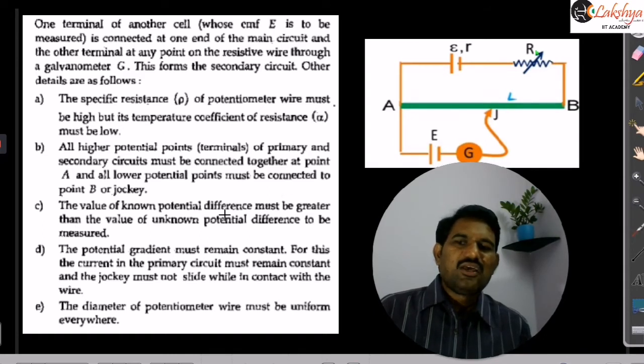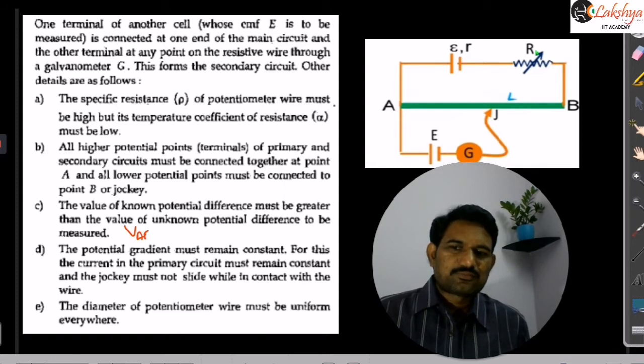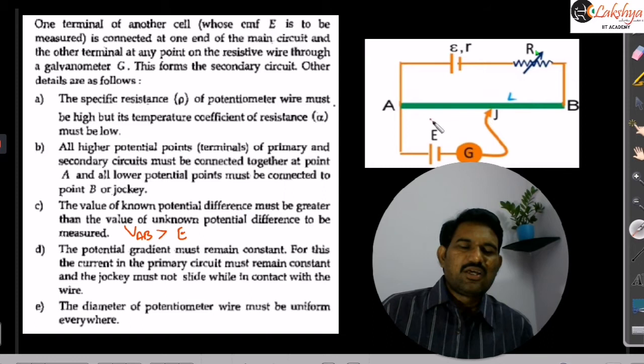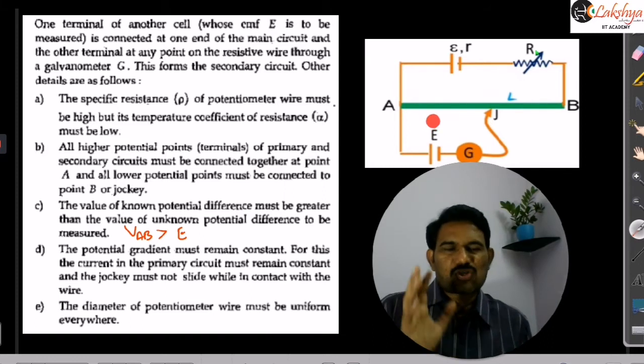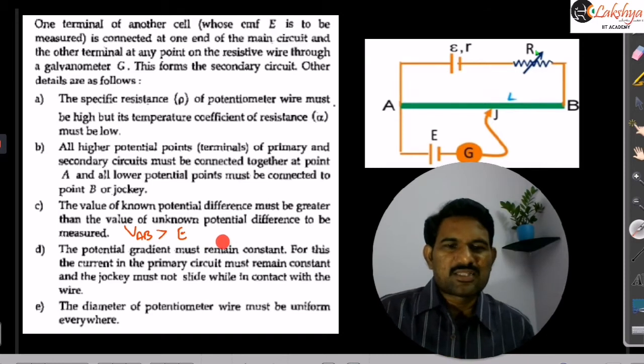In general, we will express it like this. Here I can make this conclusion: the potential difference across this AB must be greater than the EMF of the cell to be measured here. We are saying it in terms of the EMF of the cell in the primary circuit. Actually, this is the proper condition, a must and should condition here. If this condition is not satisfied, you never get a balancing point by using this potentiometer here.